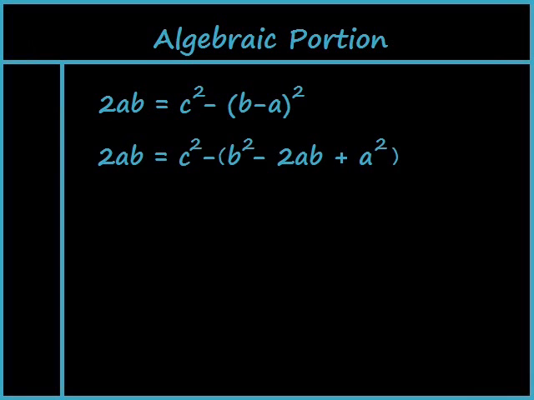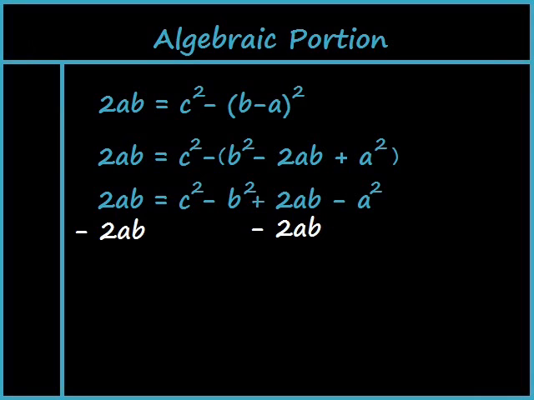First we're going to FOIL out (B minus A) squared, which becomes B squared minus 2AB plus A squared. Next, we're going to distribute the negative outside, which transforms the right side to C squared minus B squared plus 2AB minus A squared. Now we're going to subtract 2AB from both sides, so that now it'll become 0 is equal to C squared minus B squared minus A squared.